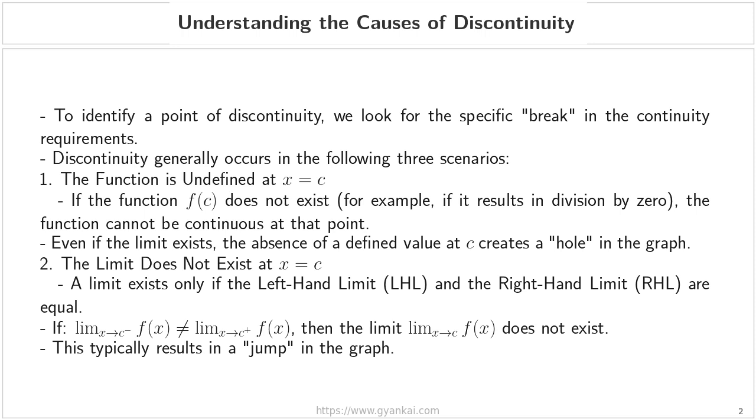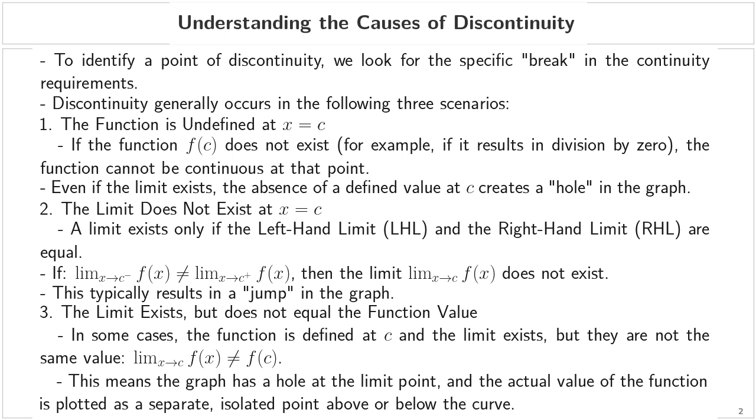Second, the limit does not exist at x equals c. As a reminder, a limit exists only if the left-hand limit and the right-hand limit are equal. If the limit of the function as x approaches c from the left is not equal to the limit as x approaches c from the right, then the overall limit as x approaches c does not exist. Visually, this typically results in a jump in the graph, where the curve abruptly shifts from one value to another.